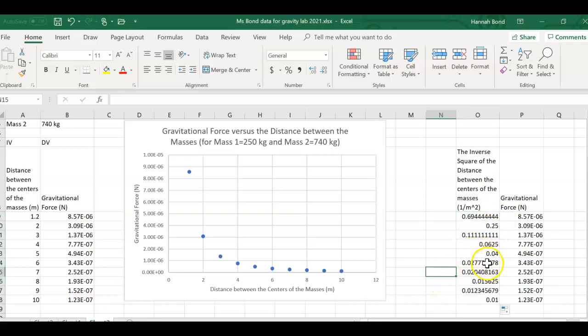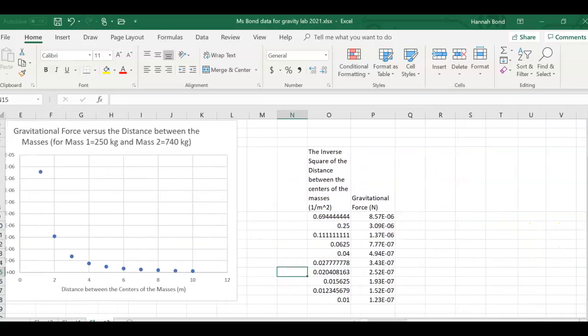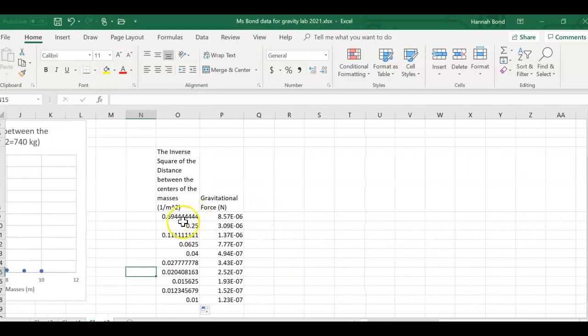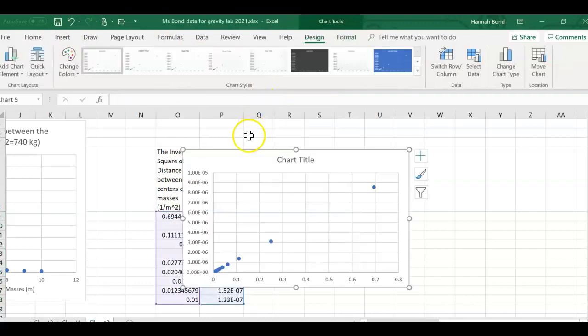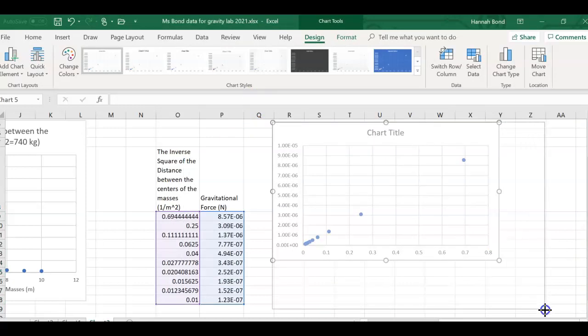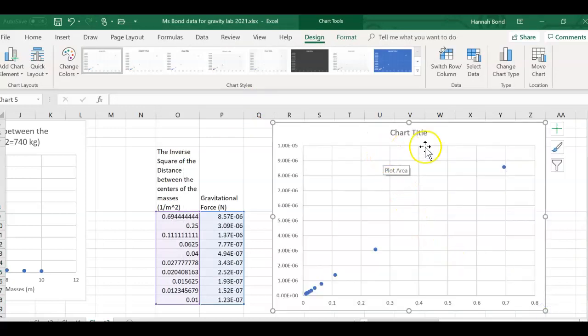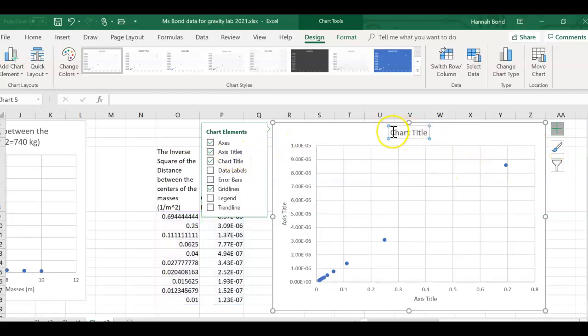Okay. Now that I have the inverse square of the distance, I'm going to make a graph and see if I was able to linearize it. So I'm going to highlight the numbers here of gravitational force versus the inverse square of distance. I'm going to insert a scatter plot. And look at this. It is beautifully linear, and so we're going to be able to write a physics equation for this one. But first let's do a nice label of this.